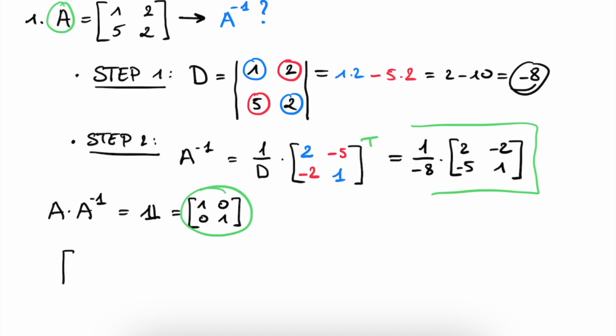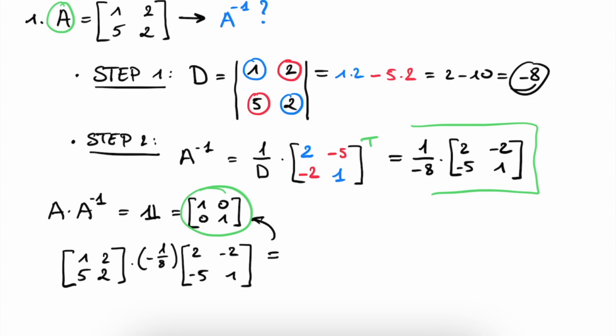So we multiply the initial matrix, 1, 2, 5, 2. And we multiply it by minus 1 over 8 times the matrix that we calculated, 2, minus 5, and 1. And this should be this matrix right here. So let's see whether that's the case or not. I will be going over this matrix multiplication only once in this session because I already made an extended video on how to multiply matrices step by step.